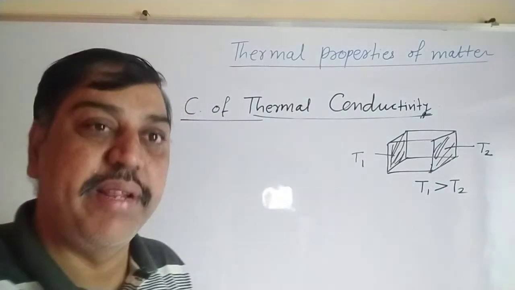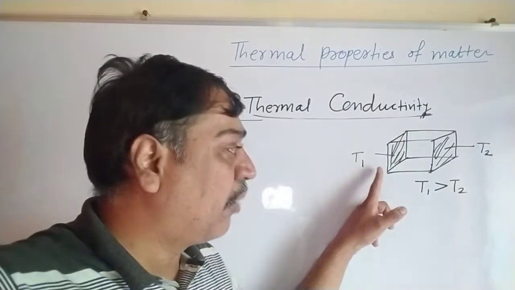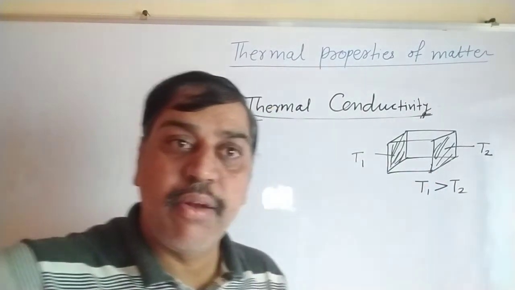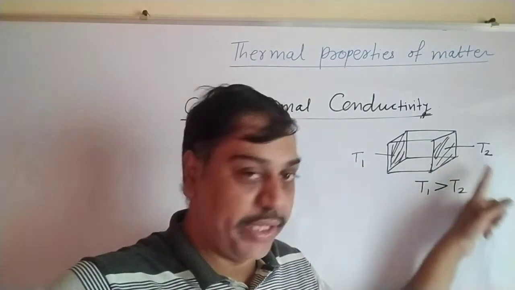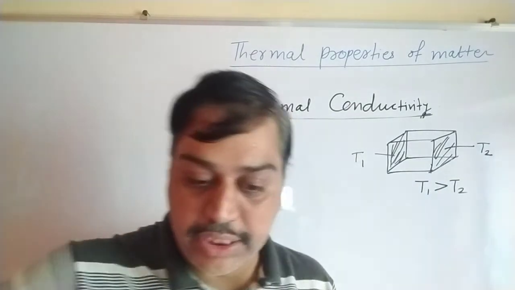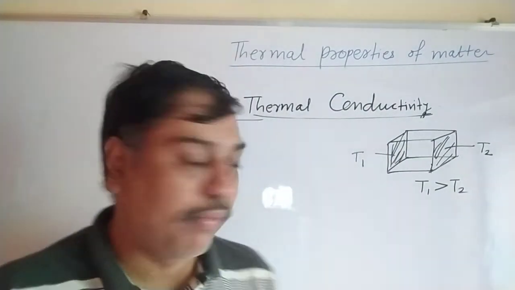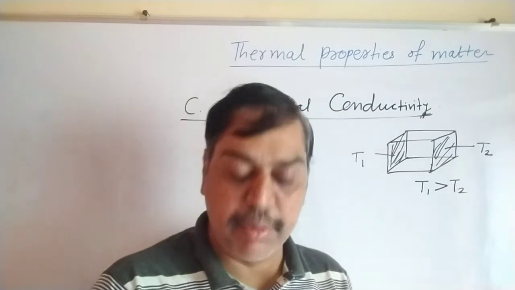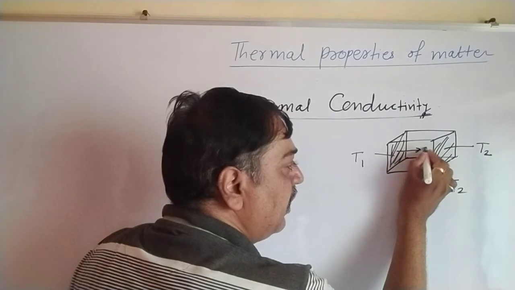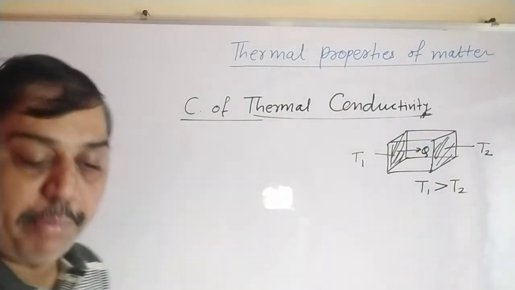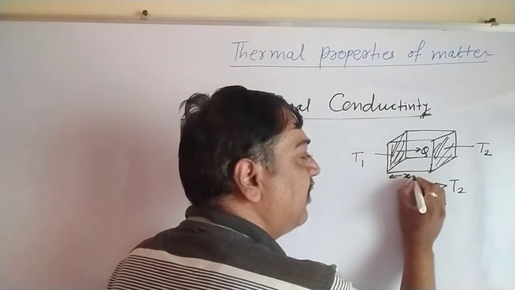What does it mean? It means the T1 face is the hot end of the rod, the hot end of the cube. T2 is the cold end of the cube. Now definitely, as this is hot and this is cold, heat transfers from T1 to T2 because T1 is greater than T2. Now we have to learn how much heat will flow from T1 to T2. Suppose Q amount of heat is moving from T1 to T2.